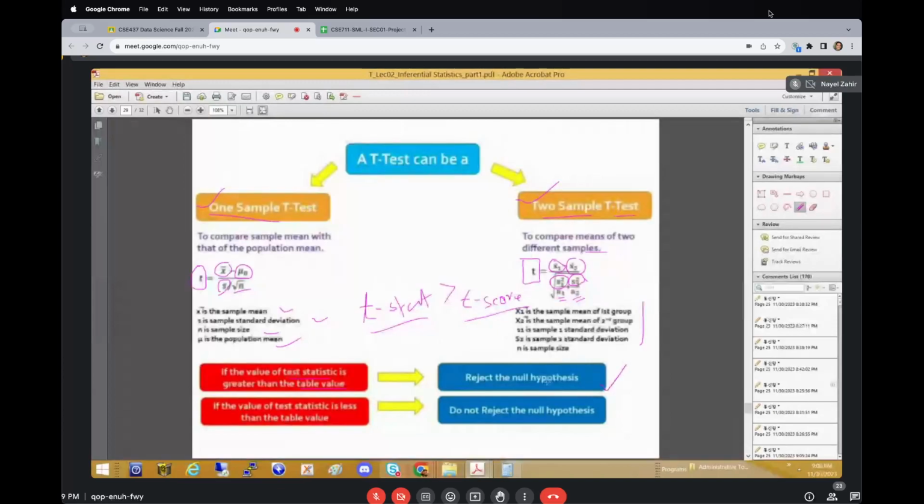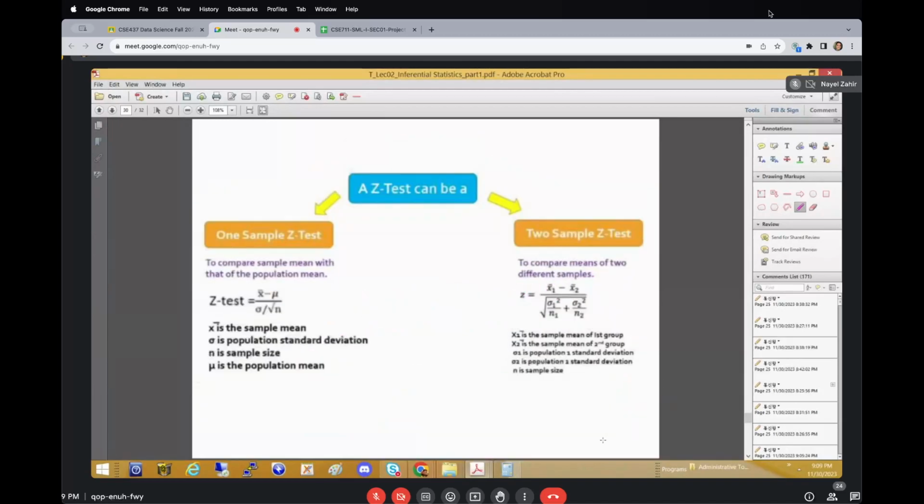And in the other case, if the value of the test statistic is less than the table value, then don't reject the null hypothesis. In the reverse case, don't reject. So we have this equation, and based on our t-test results and tabular values, we can reject or accept the null hypothesis.